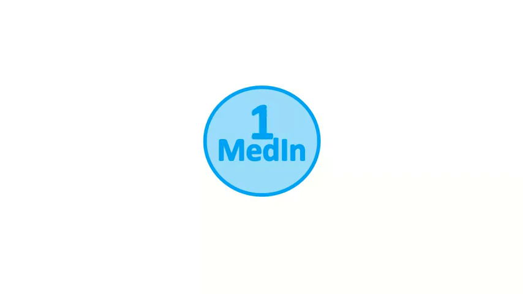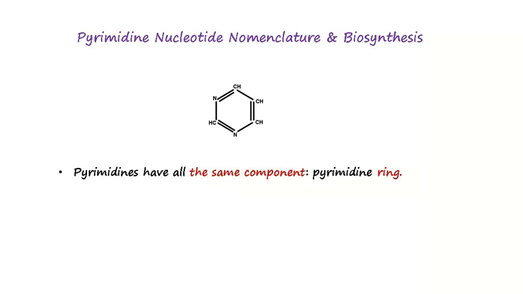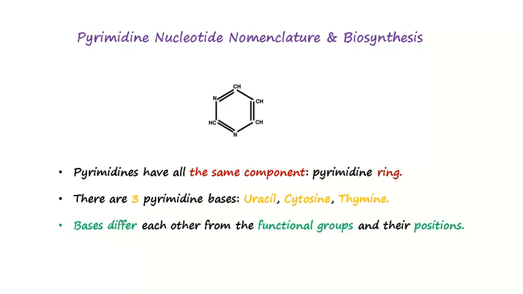In this video we will discuss pyrimidine nucleotide biosynthesis. All pyrimidine bases have the same component, the pyrimidine ring. There are 3 types of pyrimidine bases: uracil, cytosine, and thymine. Bases differ from each other in their functional groups and their positions. Their nomenclature depends on these structural differences.